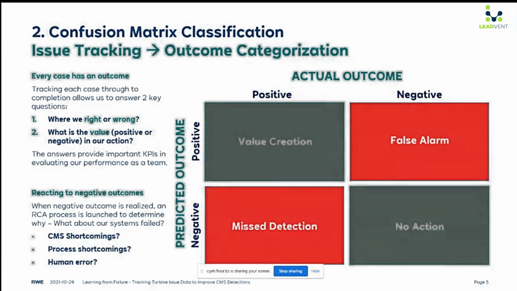Improvement number two is confusion matrix classification. So these issue tracking improvements have led to an easier way to perform outcome categorization. Each ticket created has a documented prediction, i.e. we told the site what we thought the issue was. And at completion, every case has an outcome, and we compare it to the prediction.